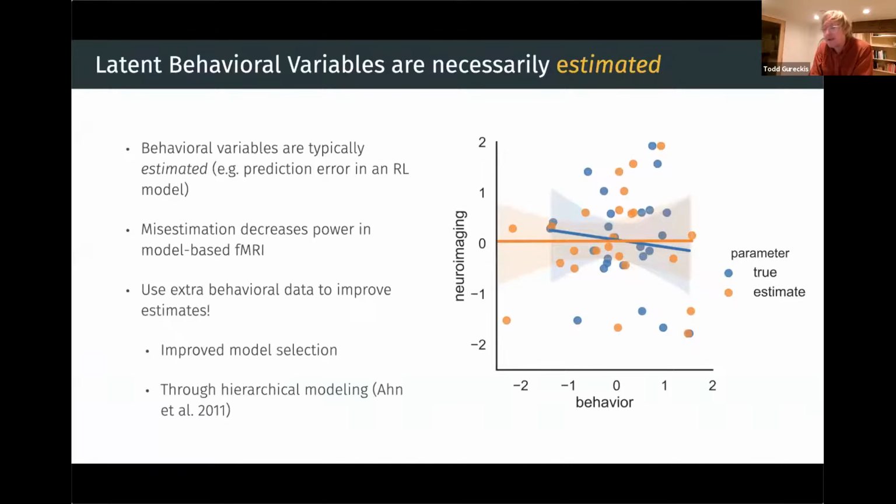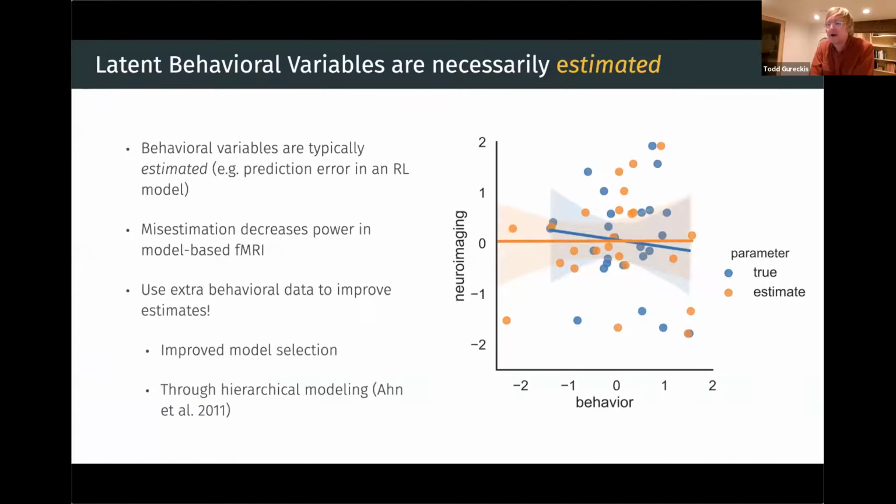The point to make here is that latent behavioral variables like prediction error, or any other behavioral measure that you might extract from a cognitive model, are necessarily estimated. If it's a model-based behavioral estimate, it's going to depend on the quality of the model, the way in which you search for parameters in the space to fit the model, and the number of trials you included in your experiment. Does it pin down the latent cognitive variable of interest sufficiently? Misestimation of this signal can decrease the power in model-based fMRI for that reason.